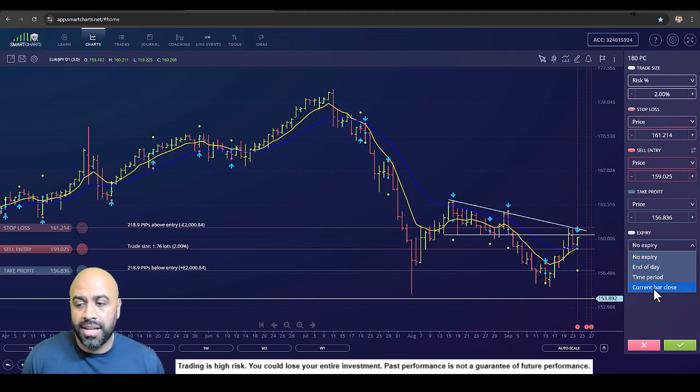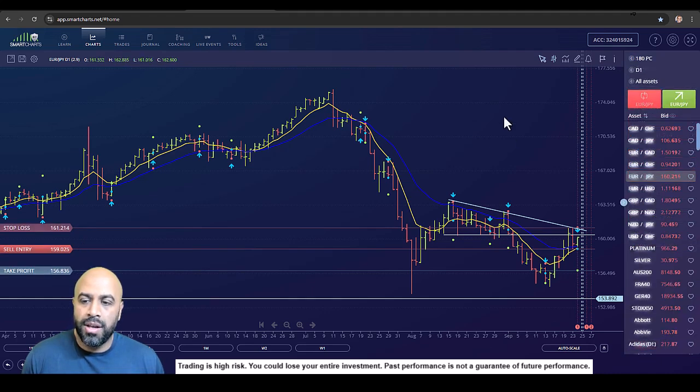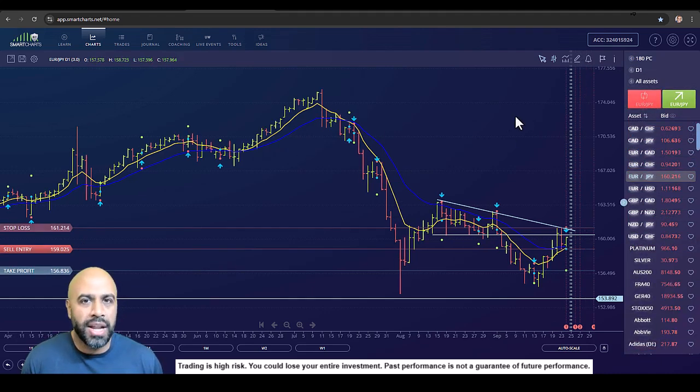And I like to set an expiry for current bar close and then decline or accept the trade. Basically what that means is if sellers don't turn up by the end of the day and keep the momentum going, the pending trade expires, didn't win, didn't lose, didn't cost us anything, because we like to trade momentum-based markets because this is a momentum-based trading strategy.